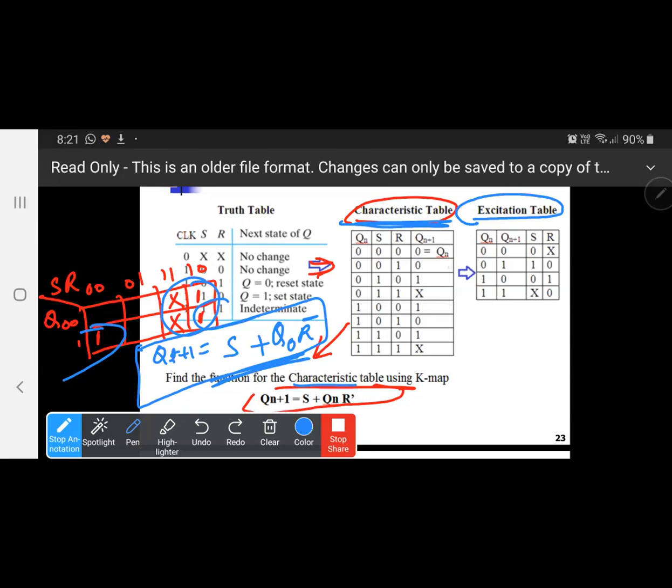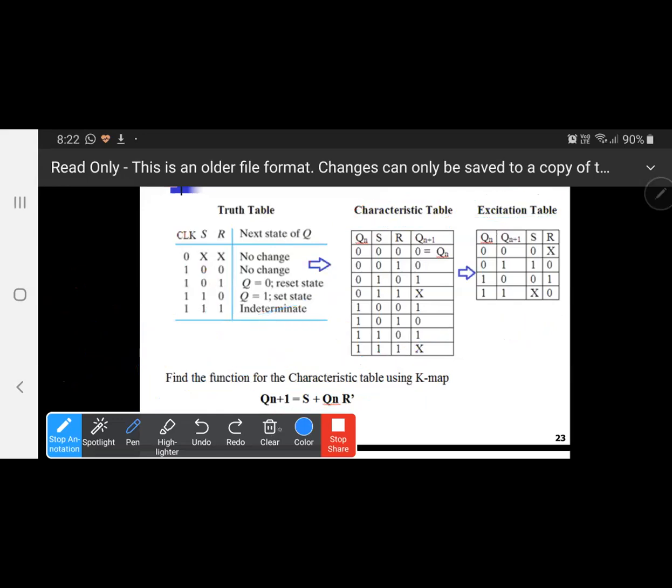Now, the excitation table will be the part of this. That means first you need to know the characteristic table, then you can make the excitation table. So I will explain the excitation table. For the excitation table, we have Qn.